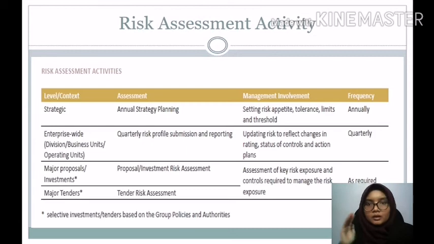This is the risk assessment activity for Sime Darby, which involves annual strategy planning, quarterly risk profile submission and reporting, proposal or investment risk assessment, and also tender risk assessment.